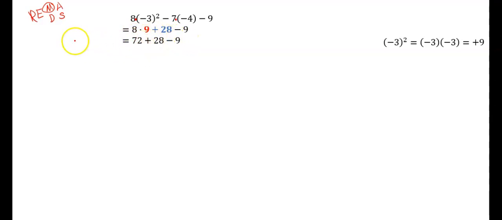So 72 plus 28, lining up. 2 plus 8 is 10. Put a little 1 there. 1 plus 7 is 8. 8 plus 2 is 10. So that gives us 100 minus 9, which gives us 91.